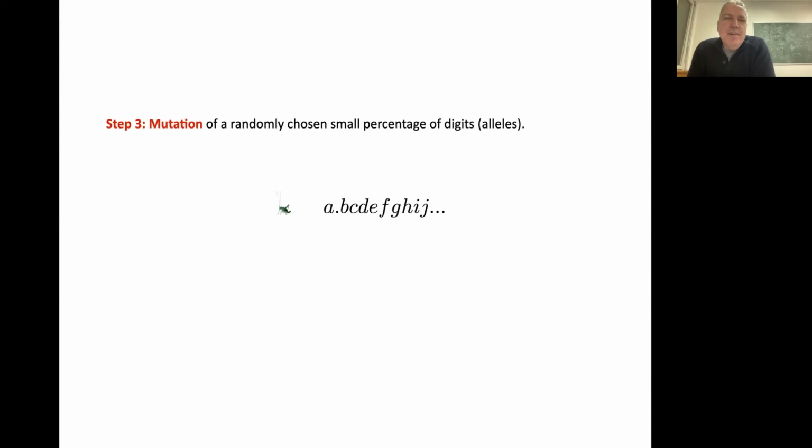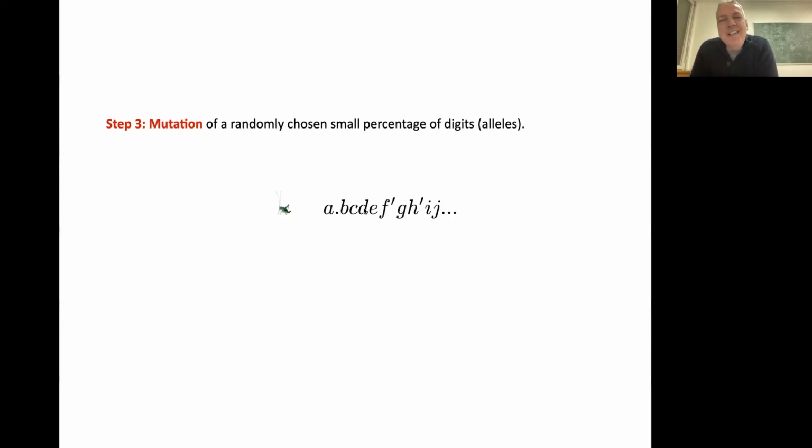Then the third step, which is an important step in this process, is mutation. What the mutation step does is you take your new population of creatures, and you go around and you change some of the alleles, a small percentage of the alleles. You'll just change them at random.